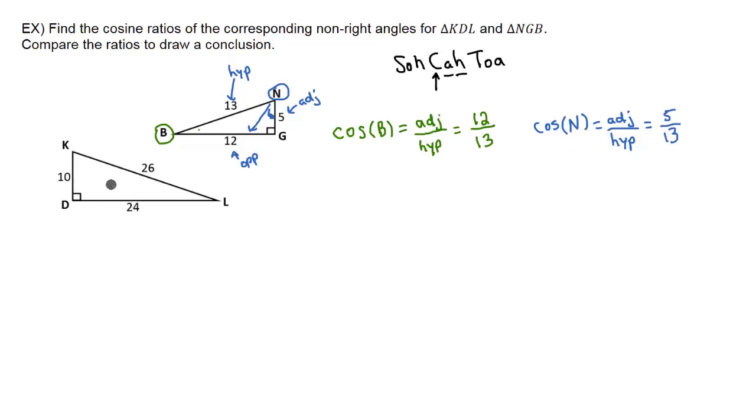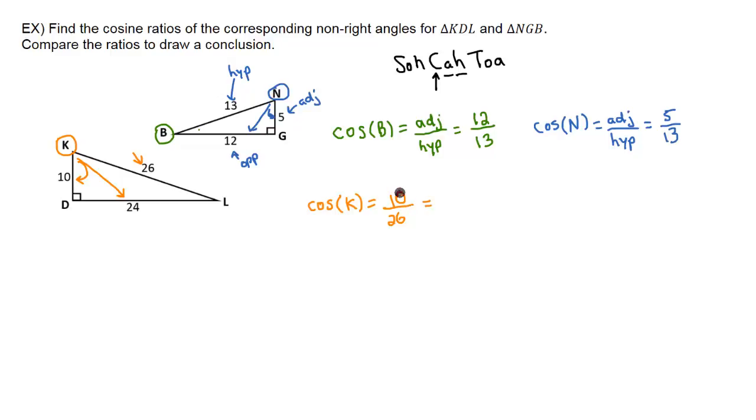I'm going to do the same thing for this triangle down here, for triangle KDL. K is going to be one of my non-right angles. I'm going to do this a little bit quicker now. The hypotenuse right here, 26, is the longest side, so that's going to be in the denominator. And then drawing my line across, 24, that's the opposite side, but we don't want it. And then the leftover here next to K is going to be the adjacent side, that's 10. So that's going to be my fraction.